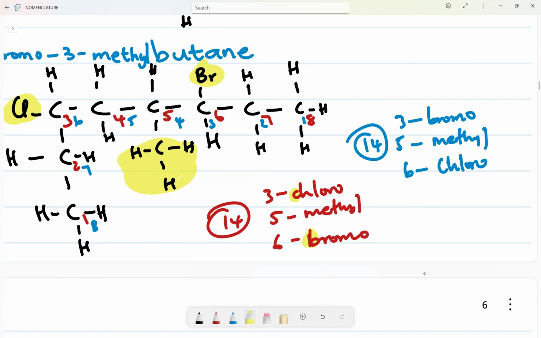Similarly here, bromo comes before chloro. So I will want bromo, since it is the one that starts, to have the least number. I'm taking bromo because between B, C, and M, it is the first letter that we start with. We start with B. So between these two, this one and this one, which one has the least number?